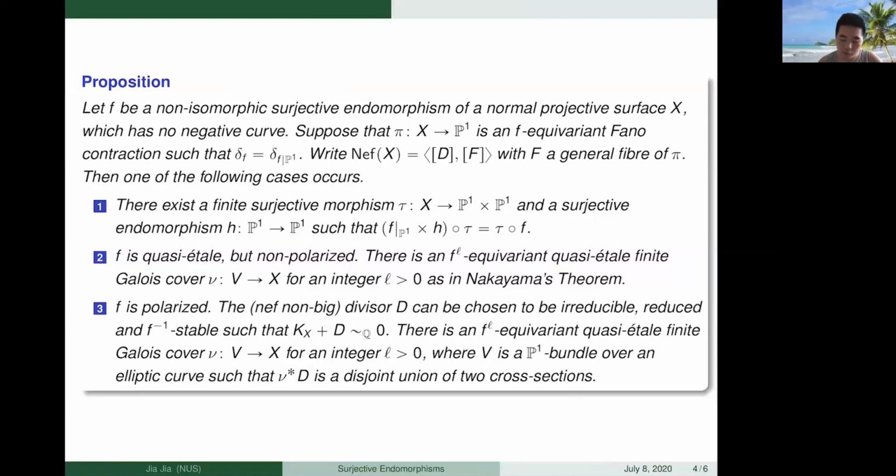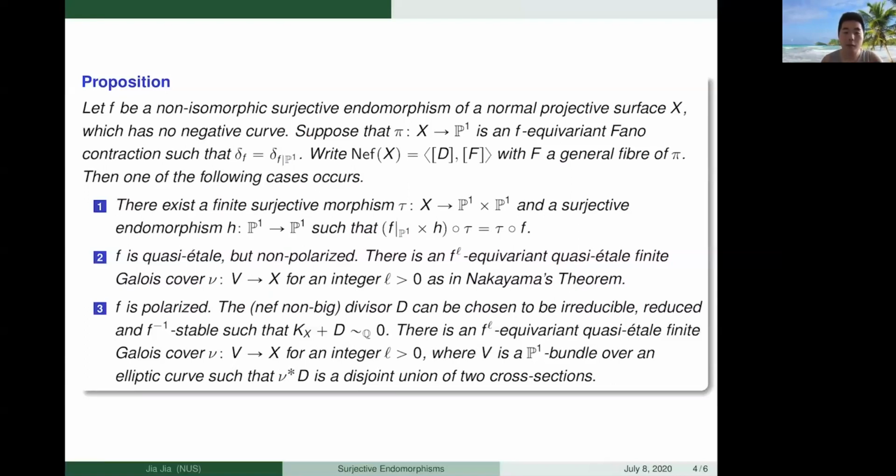In that case, we know the Picard number of X equals 2. So the nef cone is generated by two extreme rays, with the generators G and F. This F is a general fiber. So we know one of the following cases occurs.